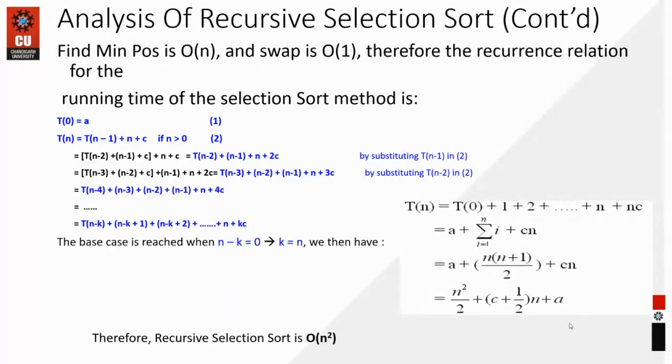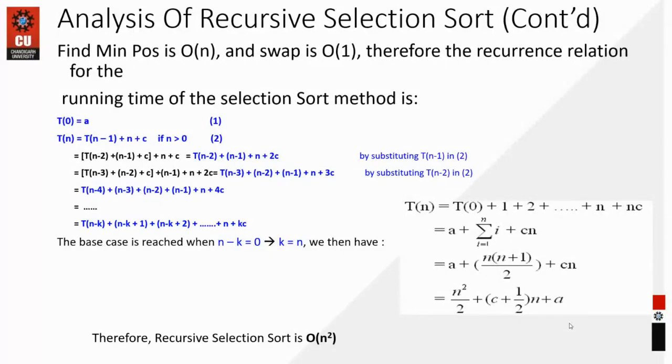Then we can write T(n) = T(0) + 1 + 2 + ... + n + cn. Now T(0) equals a. I think it is known to you, T(0) equals a. Then the sum from i equal to 1 to n of i, plus cn.